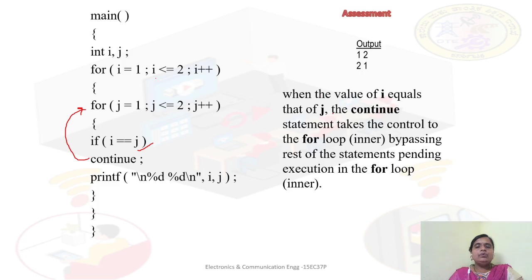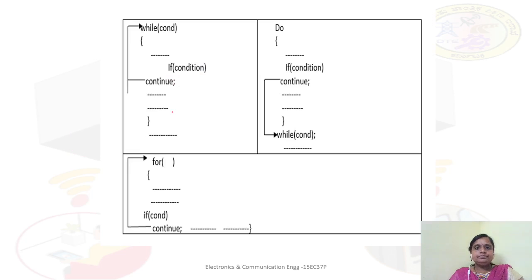When the value of i equals j, the continue statement takes the control of the for loop, bypassing the printf statement. It bypasses this printf statement and again goes to the inner for loop. So this is what happens when we use the continue statement. Just one point you have to remember is, the continue statement goes to the beginning of that loop in which it has been used.